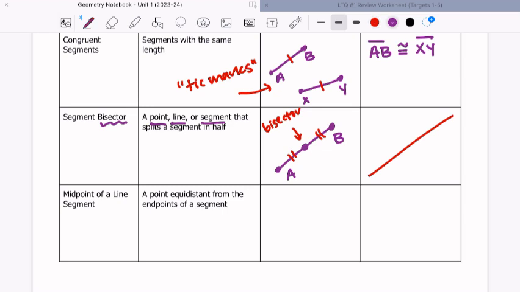Our last word for segments is midpoint of a line segment, okay? And so think about what you think the word midpoint is. It is the point in the middle.